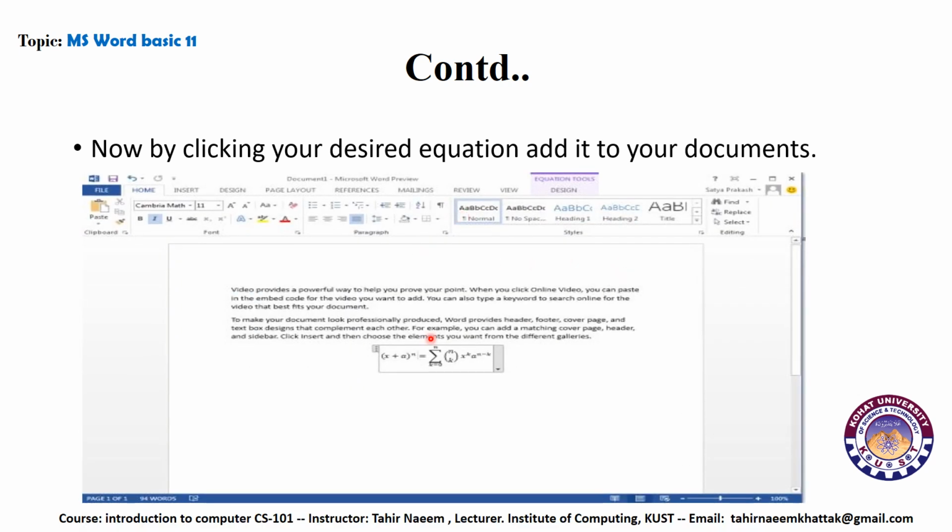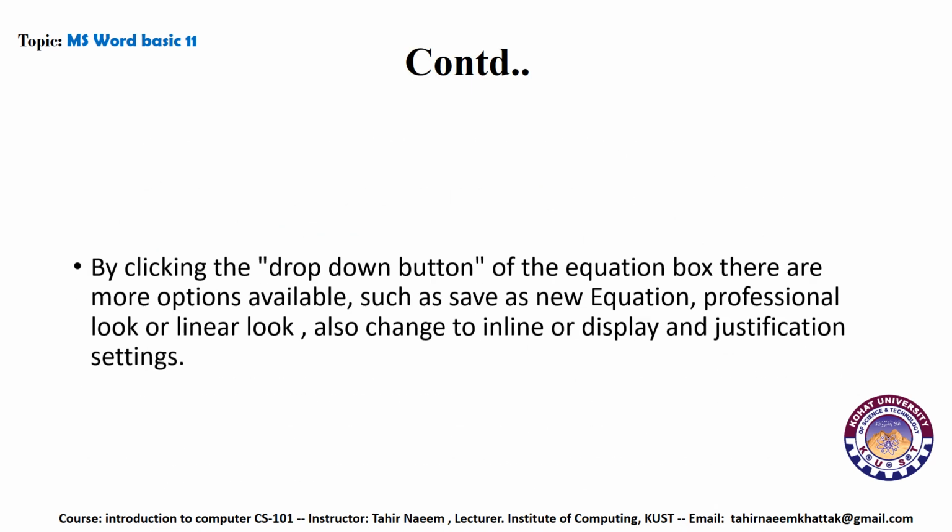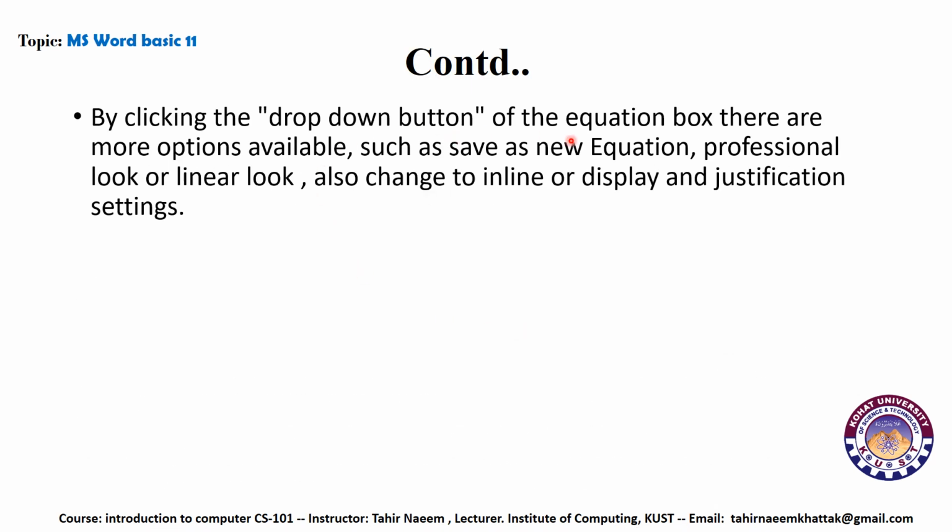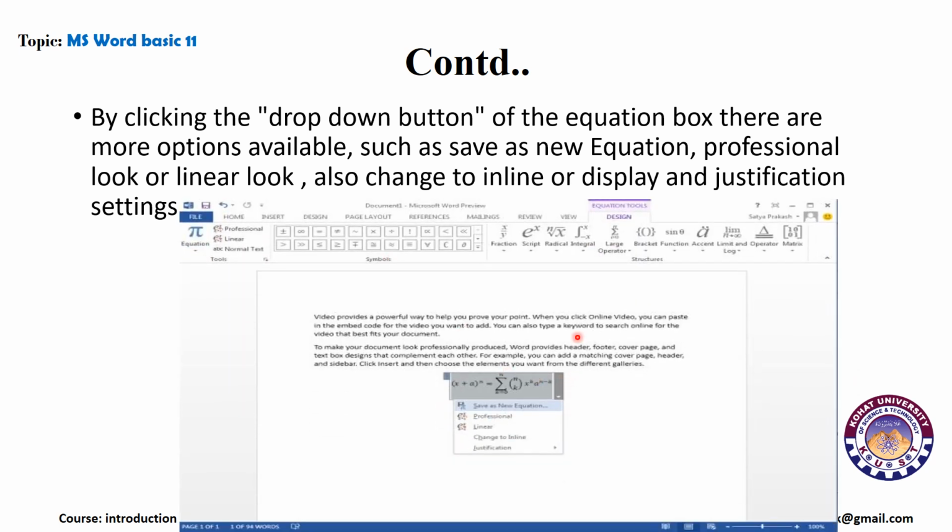Now by clicking your desired equation, it is added to your document. As you can see, when we click on the equation, the desired equation is added inside our document. By clicking the drop-down button of the equation box, there are more options available, such as Save as New Equation, Professional, Linear, and also Change to Inline or Display, and Justification settings. As you can see, when we click on it, there are different options available.